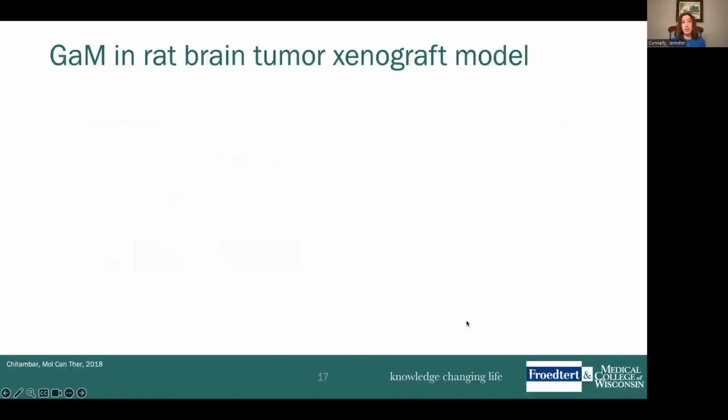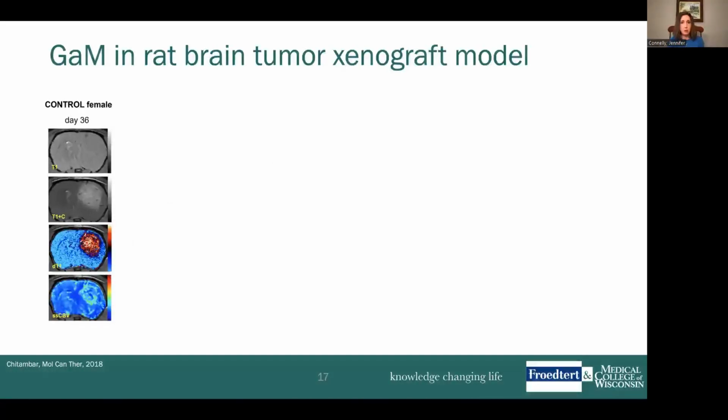The next step is looking at gallium maltolate in animal models, in our xenograft models. And in these cases, we used rats, and we would actually implant the human-derived GBM cells into the animal's brain. MRI would then confirm that the tumor had taken. And this is an example of one of the control animals on day 36. And typically by day 36, the tumors would be quite large in size.